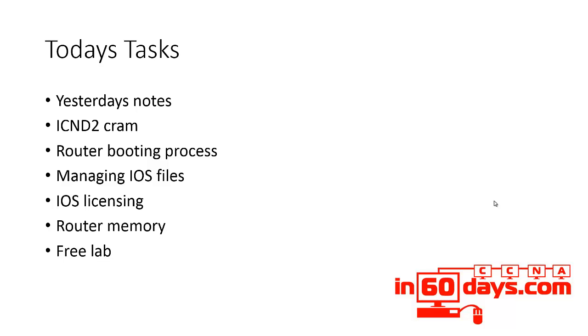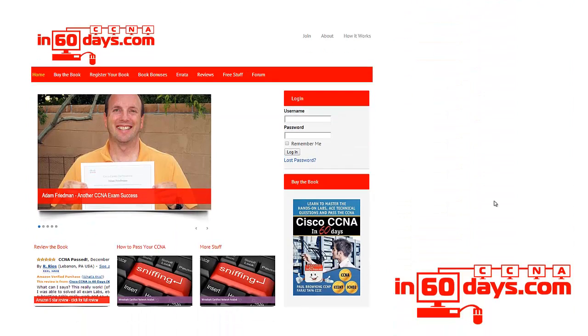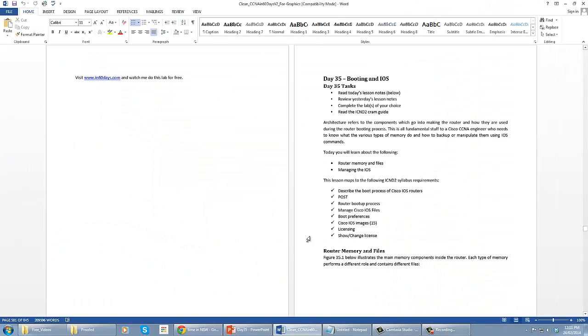A free lab as well. So do any lab of your choice. I've actually, in my guide, if I just go to it next, I've put a short lab for iOS.